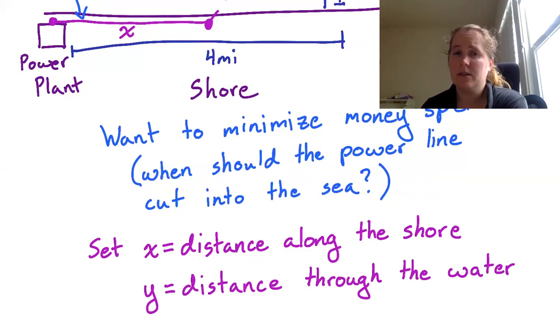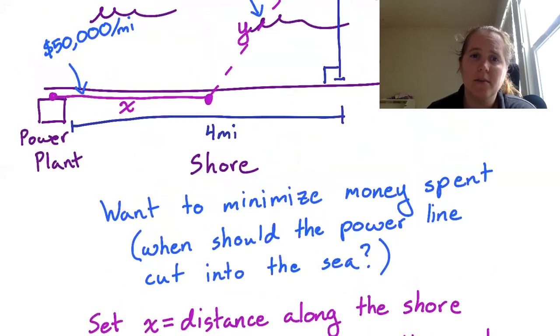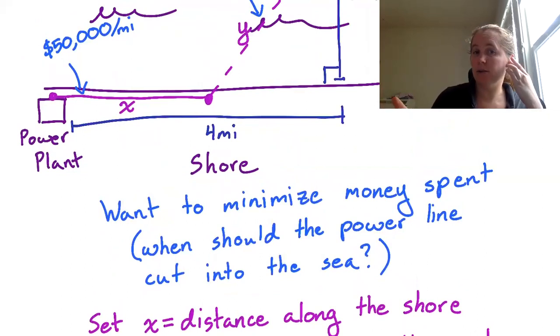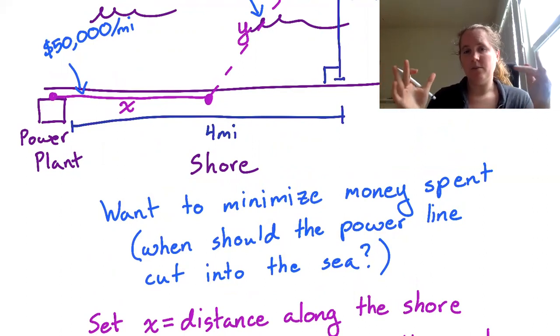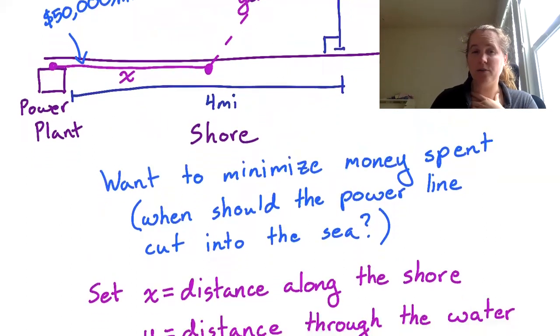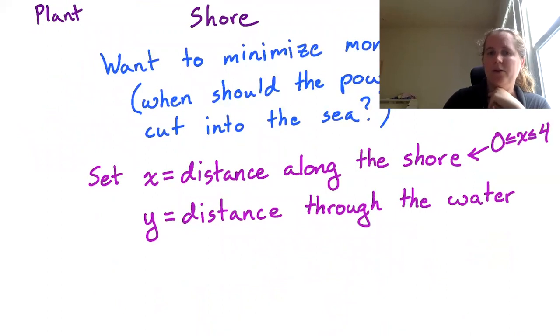we can do our restrictions here. I would do the restrictions on x because they're a little more obvious. x has to be somewhere between, either we can cut straight out immediately from the power plant, in which case x would be 0, or we could cut through anywhere between 0 and 4 miles, and we also could just go the whole distance along the shore and straight out. So x should probably be between 0 and 4. So we have 0 is less than or equal to x is less than or equal to 4.